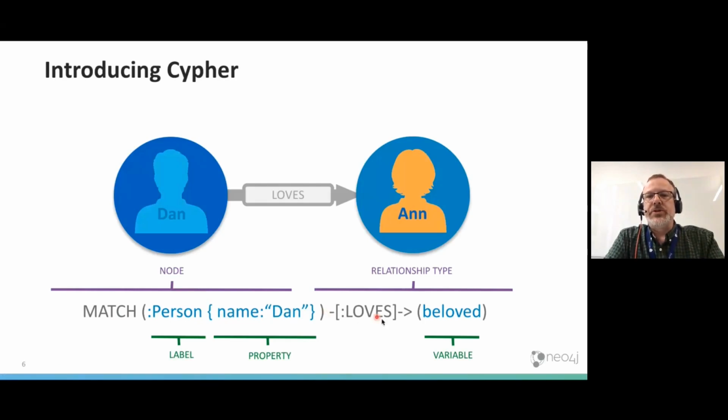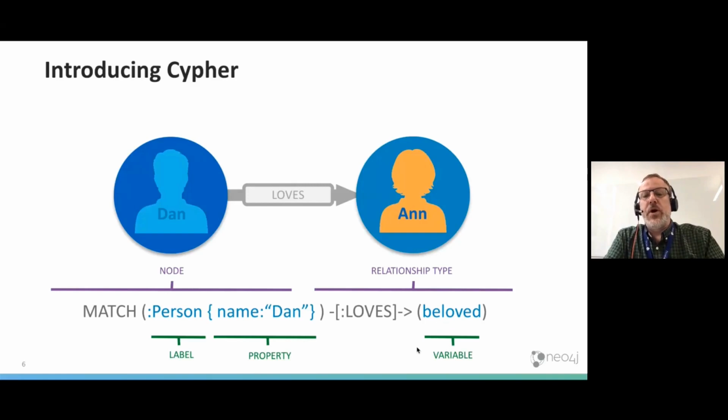Then we draw the relationship. So Dan loves someone. So the direction is drawn using this dash and the greater than sign, right? And then we put another node at the end. He loves someone, but we don't know who. So we put this variable in, beloved, and then when Anne's information comes back from the database, it gets populated into that variable, and we could work with it later in the query to access the properties that are on Anne's node.